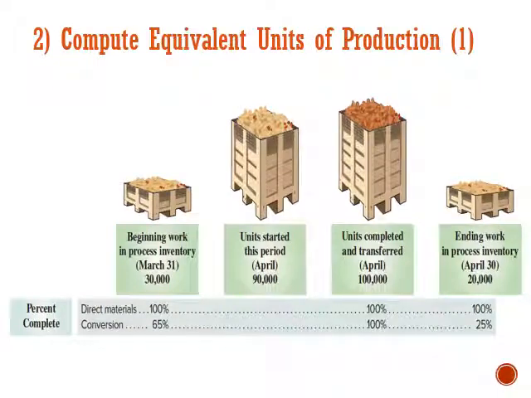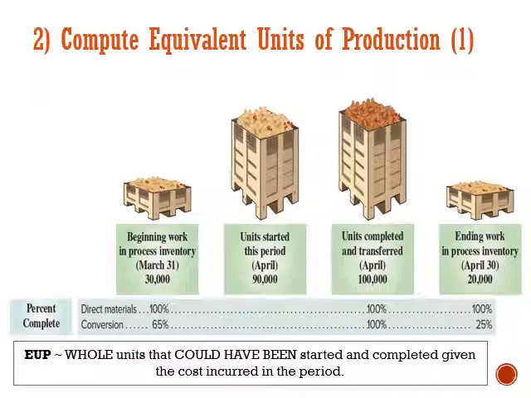In step 2, we will compute equivalent units of production, or EUP. EUP is the number of whole units that could have been started and completed given the costs incurred in the period. The reason we use equivalent units of production, as I mentioned before, is that some units have not completed the process at the end of a period but still need to be assigned costs.